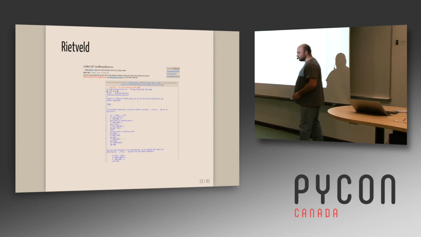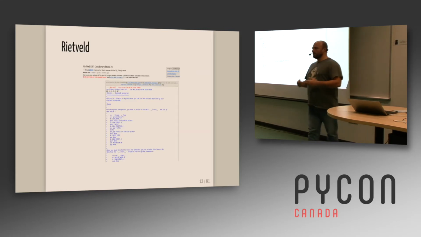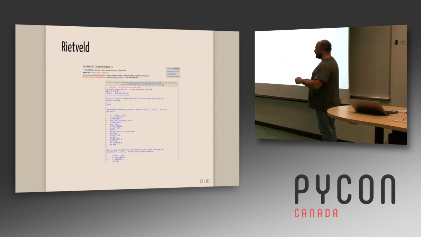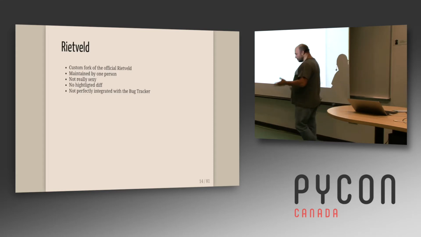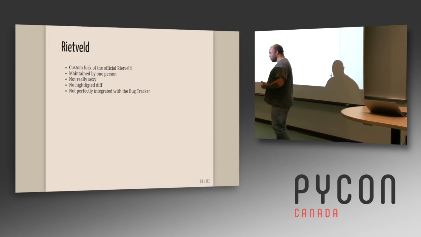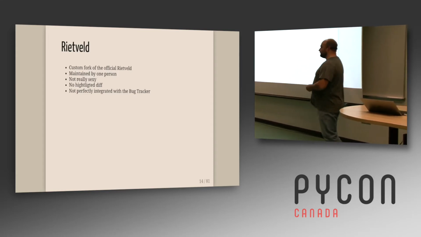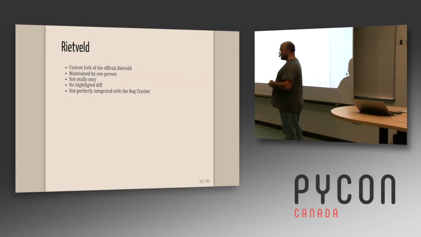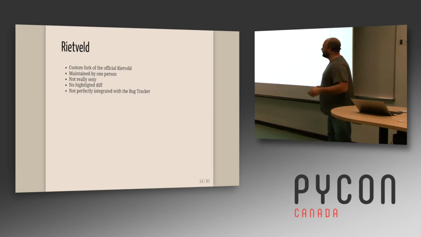Now we have other tools. We can use Bitbucket, GitHub, or another tool. But at the beginning of Python, there was Rietveld. Okay? Not the beginning, but for 10 years. So, Rietveld is a custom fork of the official Rietveld. There is one maintainer. I think it's Guido. Not sure? You don't know? Okay, it's not very interesting.